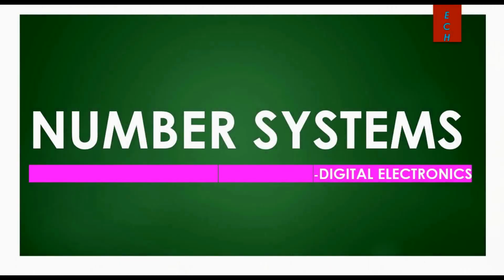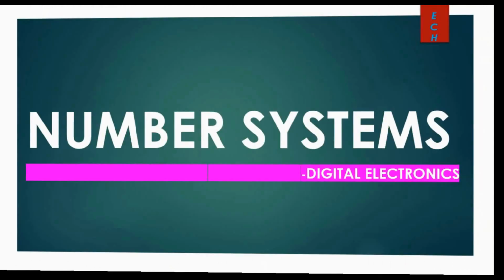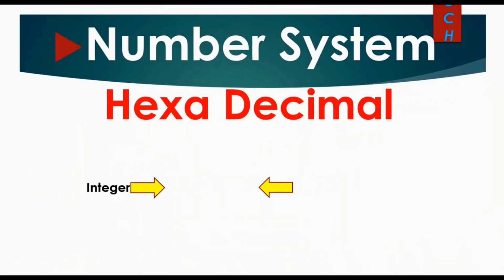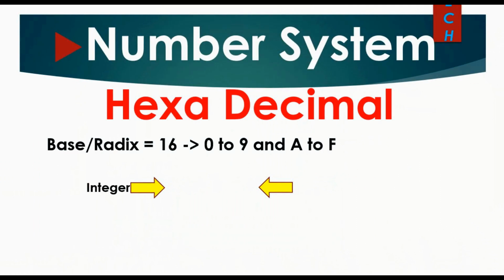So in the series of number system, today we will learn about the hexadecimal number system. The base or radix of the hexadecimal number system is 16. So it can be represented from 0 to 15. The hexadecimal number system can be represented from 0 to 15. For 0 to 9, there are decimal digits. This is 0 to 9.